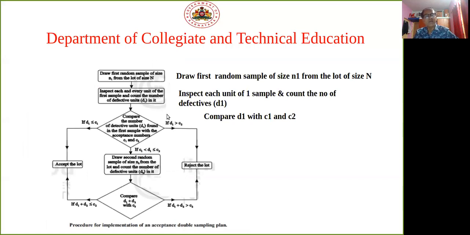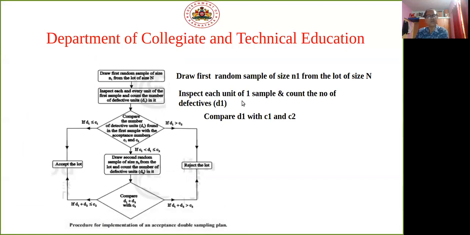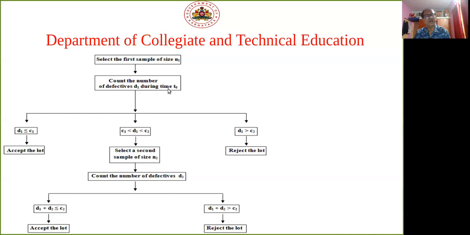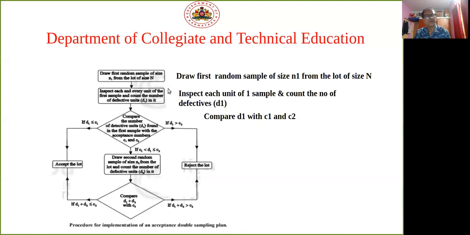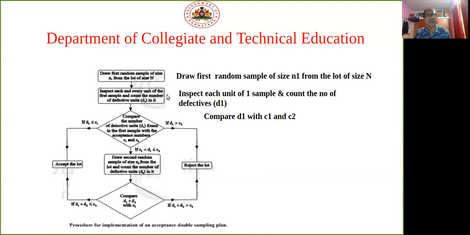Now the same acceptance sampling plan, once again, I have shown by means of flow charts. You can either draw this flow chart or the previous flow chart, whichever is easier for you. Here I have given the two types of flow charts for the double sampling plan.